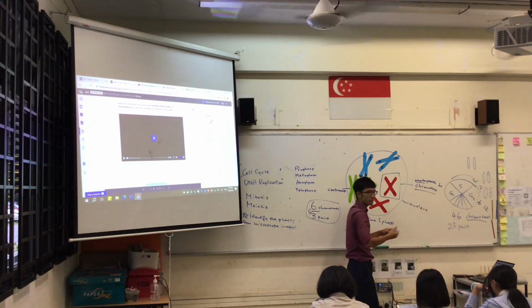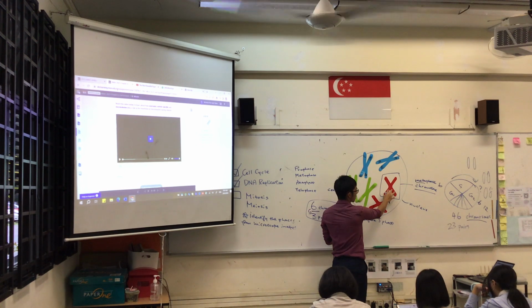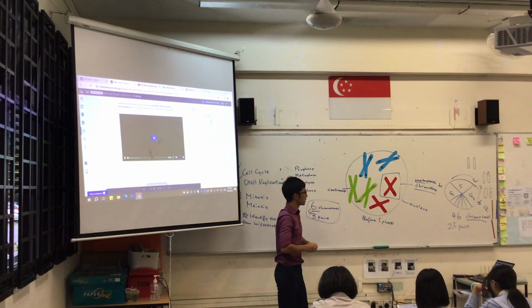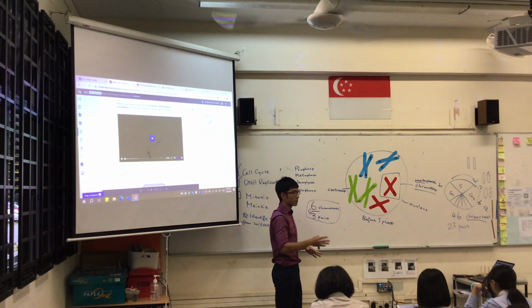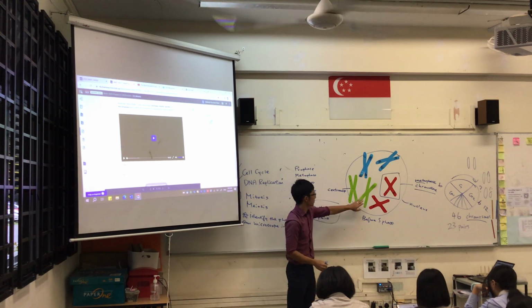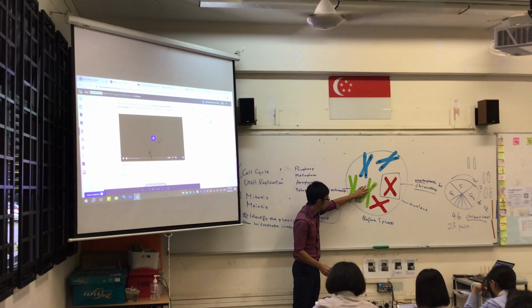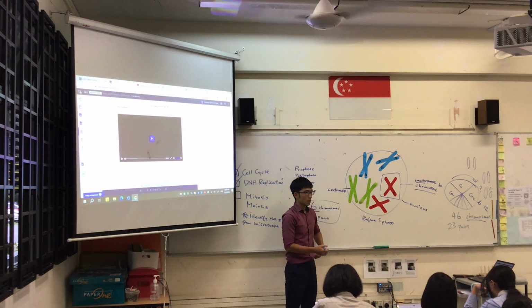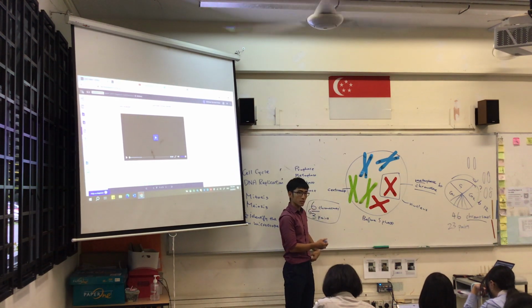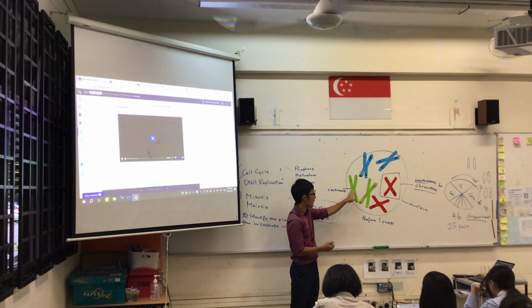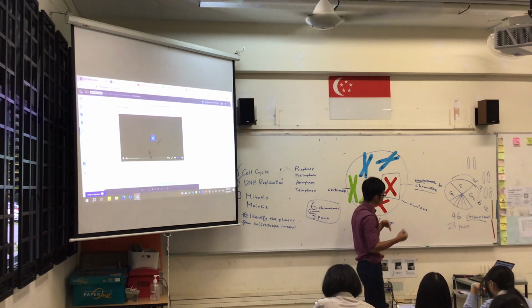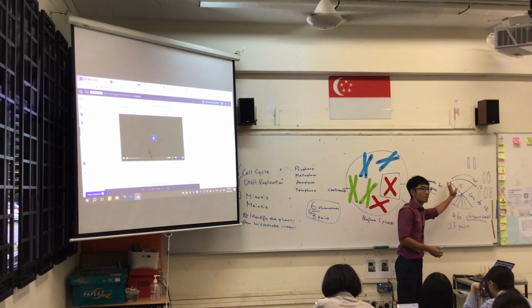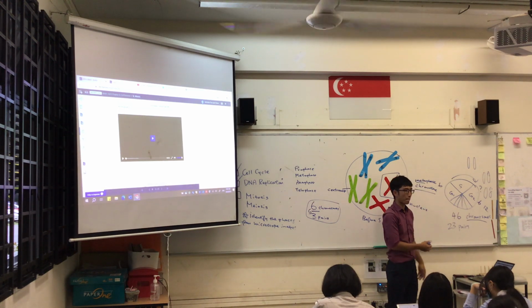Because you only start to see this come to use from metaphase onwards. If you ever look into a cell and you see chromosomes in an X shape, understand that DNA replication has already taken place.